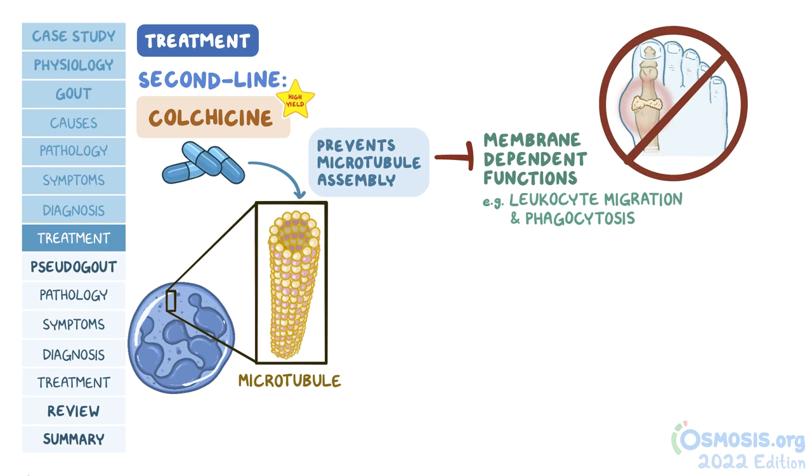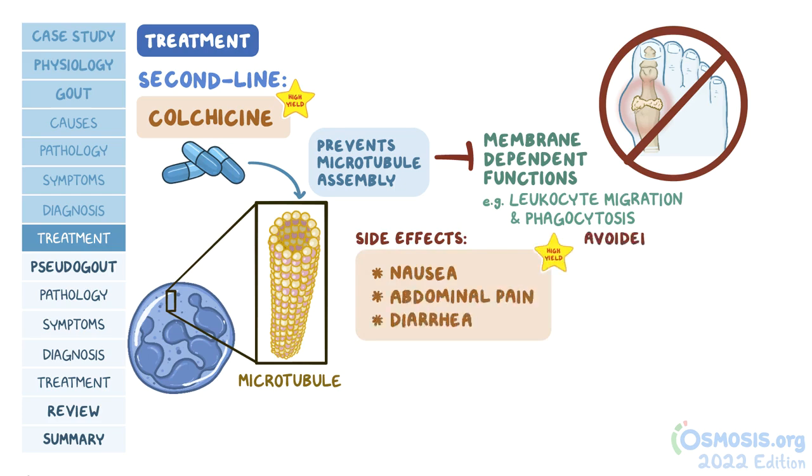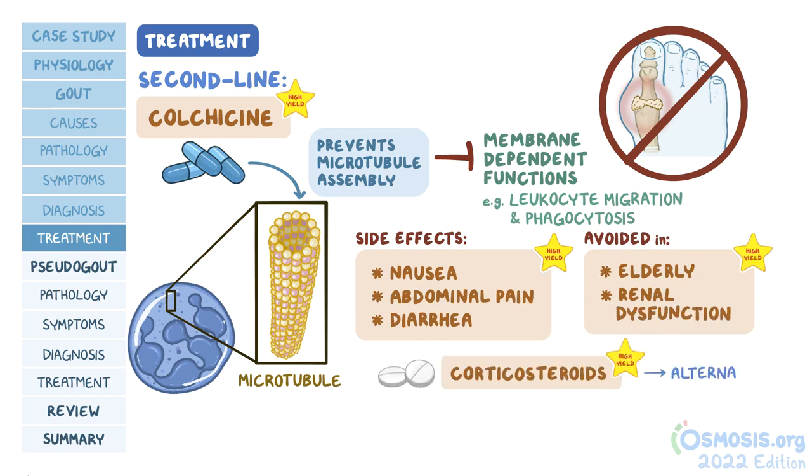Keep in mind that colchicine is not preferred over NSAIDs due to its side effects, which include nausea, abdominal pain, and diarrhea. It should also be avoided in the elderly or those with renal dysfunction. Occasionally, corticosteroids can be used as an alternative to NSAIDs and colchicine.